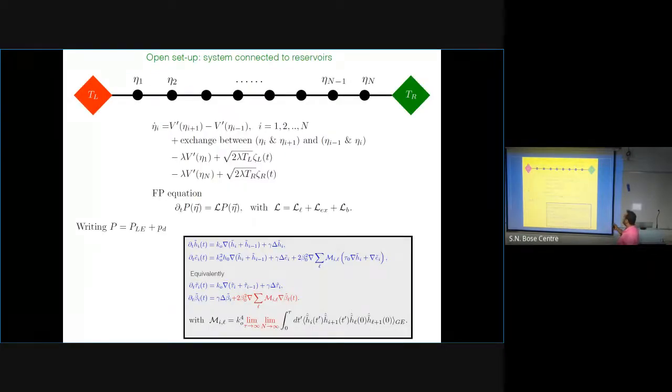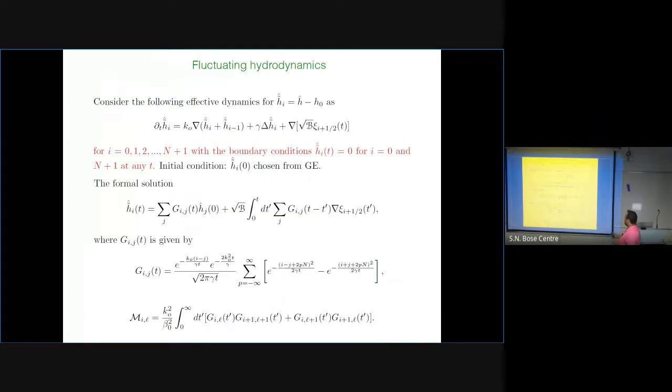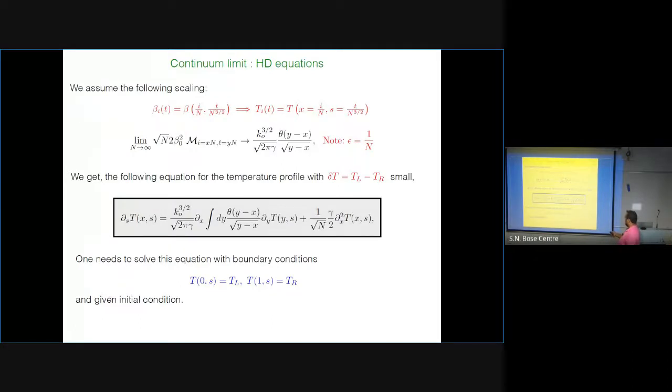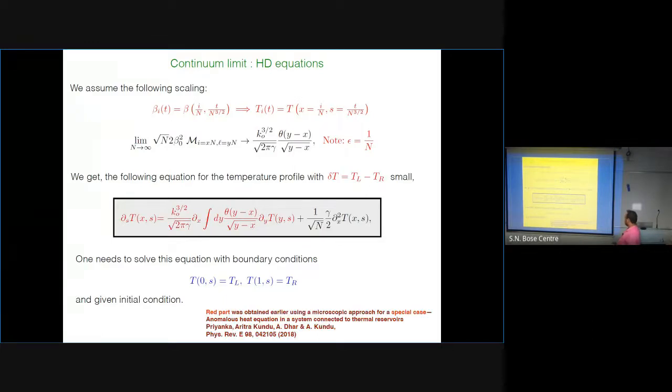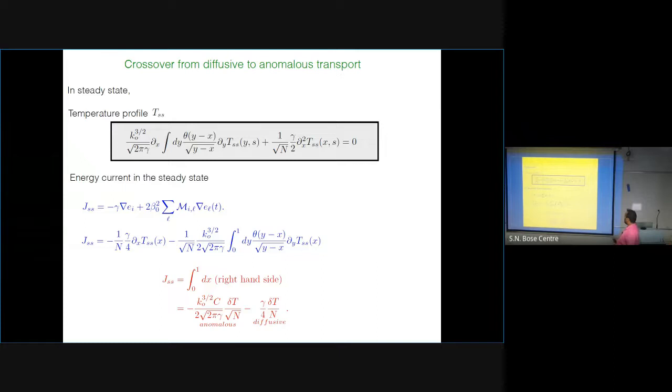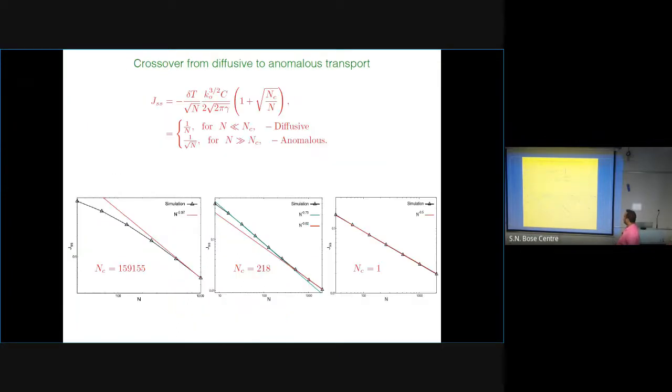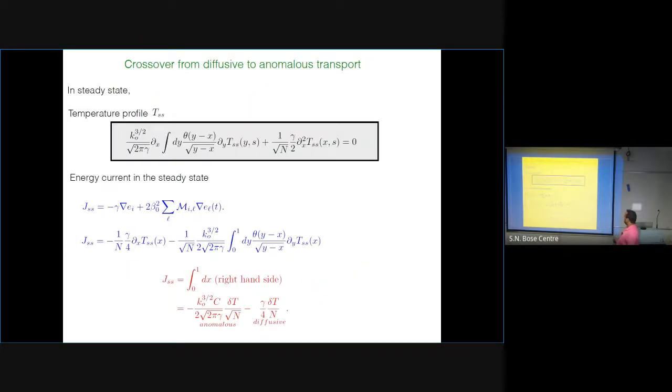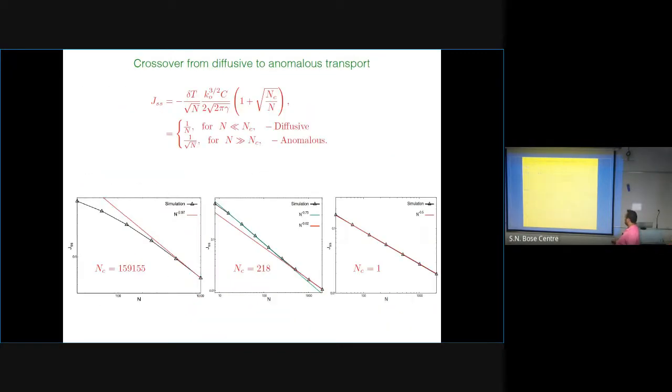You can do the same thing for the open system setup. You do exactly the same thing, only the Green's function will have a different behavior. But finally, it also has exactly the same scaling, and you have exactly the same term for the equation for the temperature profile, or you have 1 over n. And you can find the steady state current, and you can show the steady state current again has a 1 over square root n anomalous term and a diffusive term, as in the previous model, which you can write in this form with nc by n. Here there is an nc term; I forgot to write it. nc depends on gamma and k naught, the system parameters, and a constant.